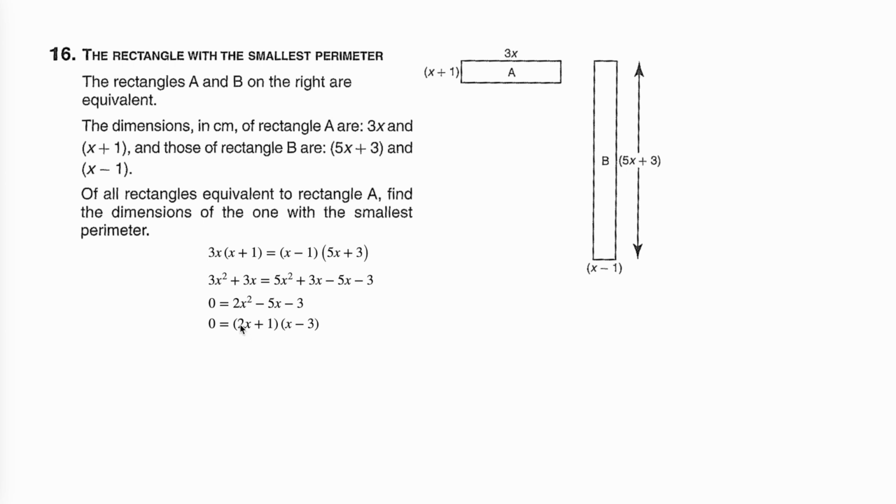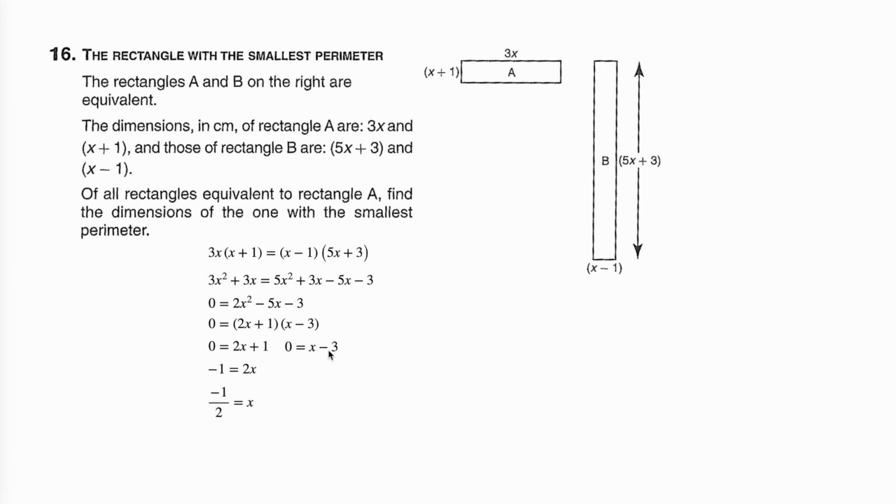We end up with 2x plus 1 times x minus 3 is equal to 0, which gives us 2x plus 1 must be equal to 0, or x minus 3 is equal to 0. 2x plus 1 is equal to 0. Subtract 1 from both sides, and divide both sides by 2. We get x is equal to some negative amount, right? So 3x becomes negative. If that's the case, it doesn't make sense, so we're going to discount this one.